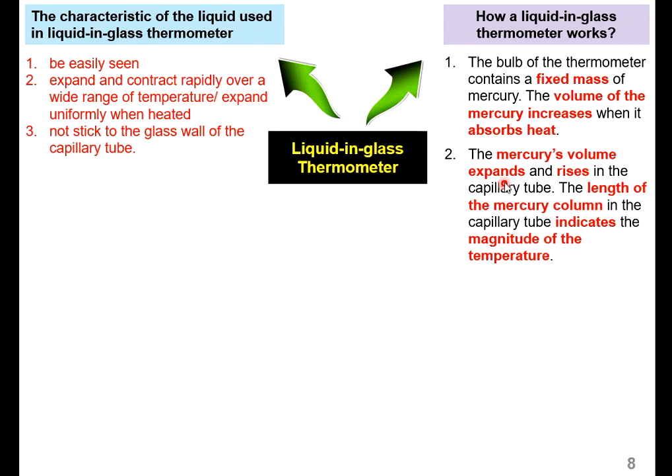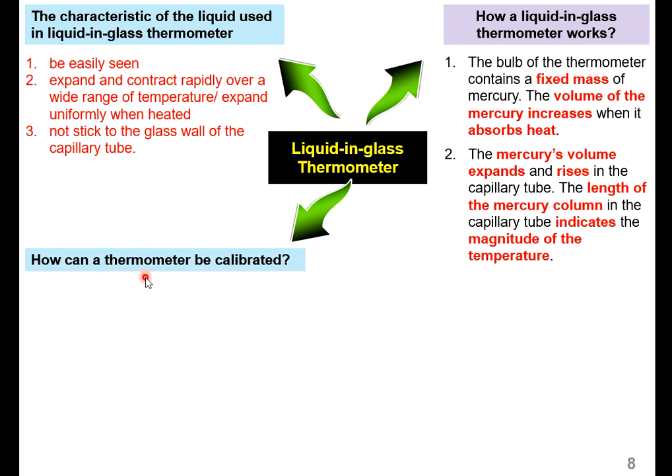So over here, the liquid in glass that is used is mercury. The physical quantity that actually changes when heat is transferred into the thermometer is the mercury's volume. A lot of students will say that it is the length of the mercury column, but the length of the mercury column is not what expands. It is actually the mercury's volume that expands.